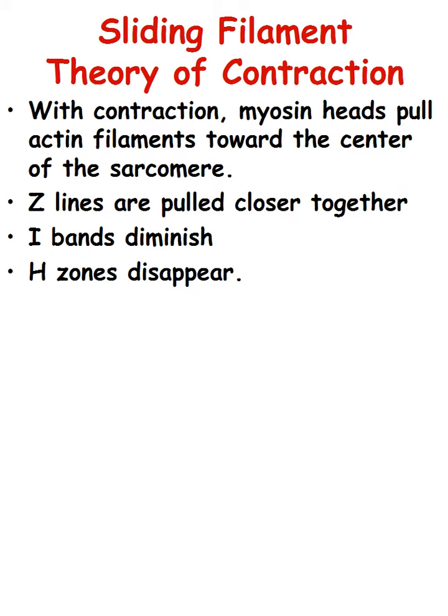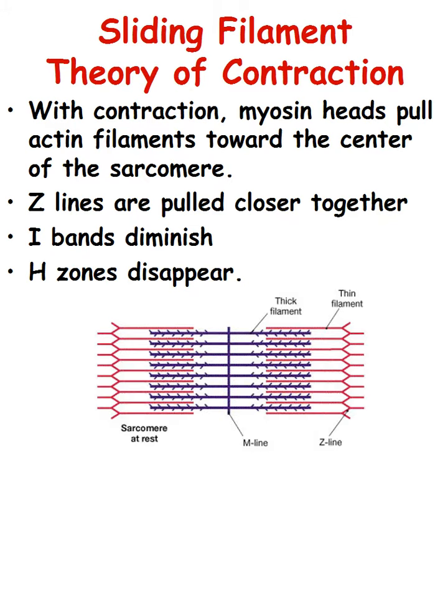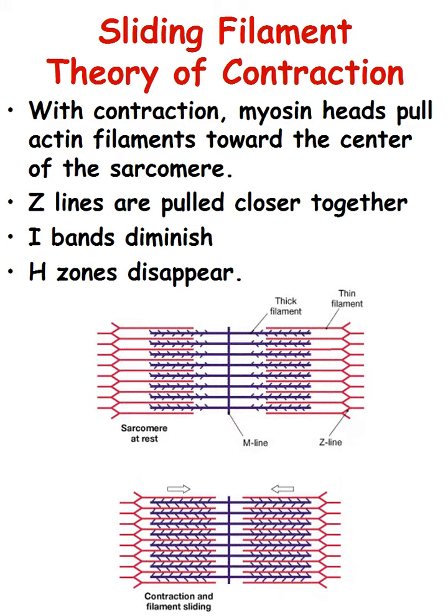The sliding filament theory states that when a muscle contracts, the thick and thin filaments slide past each other, and the sarcomere shortens. So during contraction, the width of the A band remains constant. However, the H zone disappears. The Z disc in one sarcomere moves closer to another.